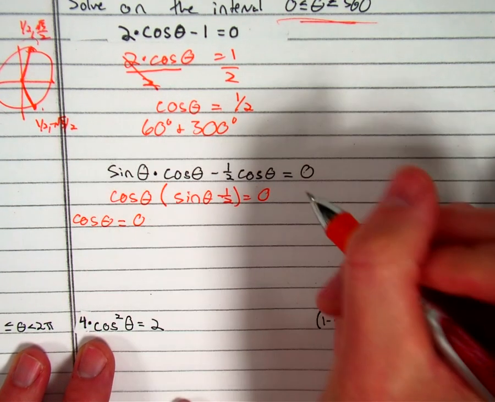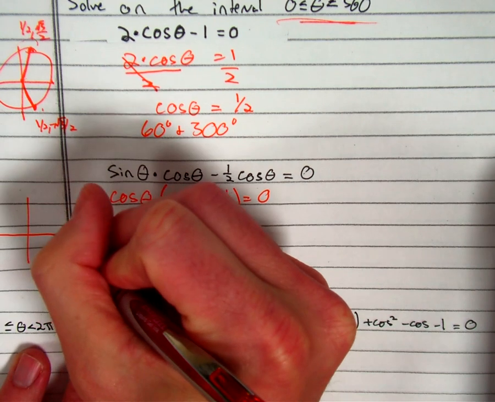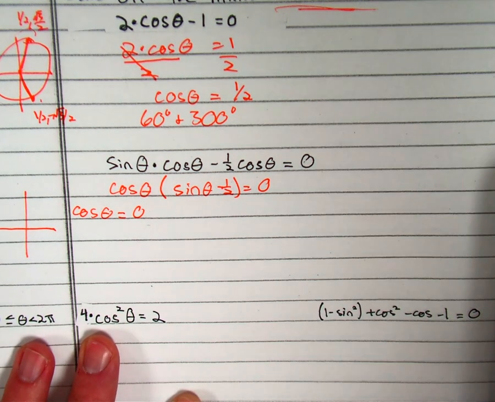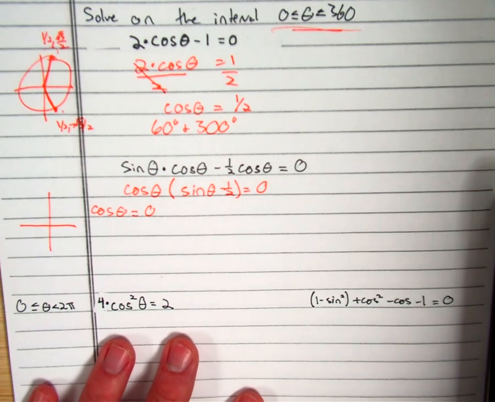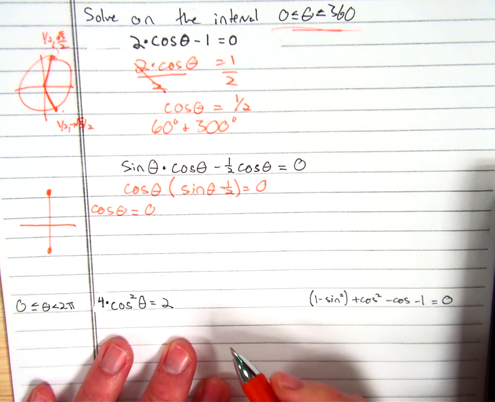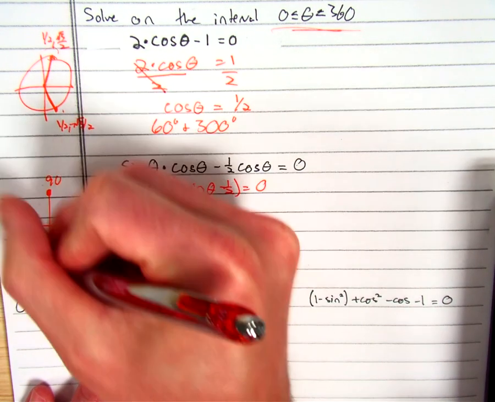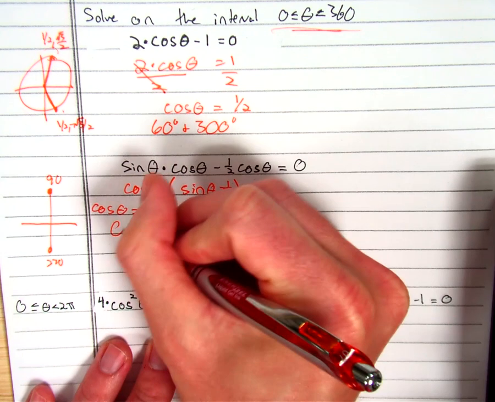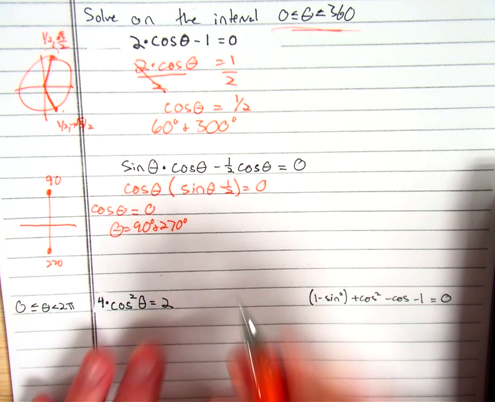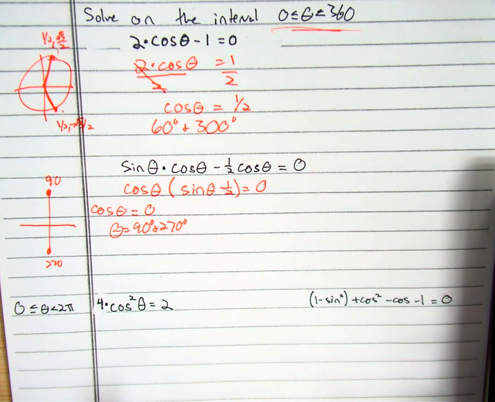Where does cosine theta equal 0? Remember, cosine is your side to side, your x-coordinate. Okay, so that's going to be here and here. 90 and 270.